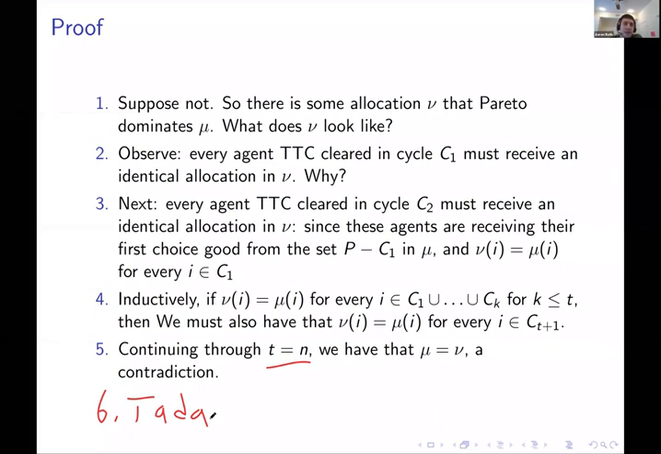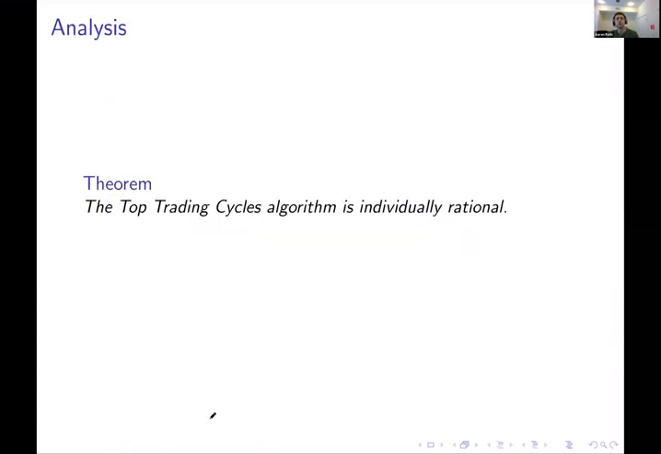Does everyone understand what we proved and how we proved it? Right? And in particular, this algorithm always guarantees for every set of inputs to produce a Pareto optimal allocation. Okay. So let's think about incentives now.